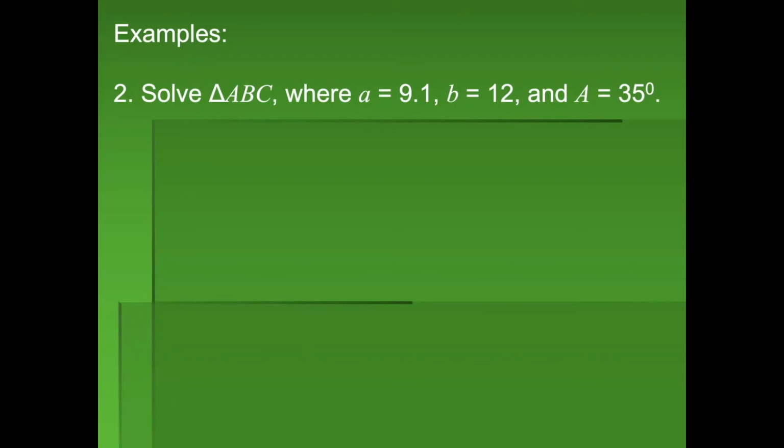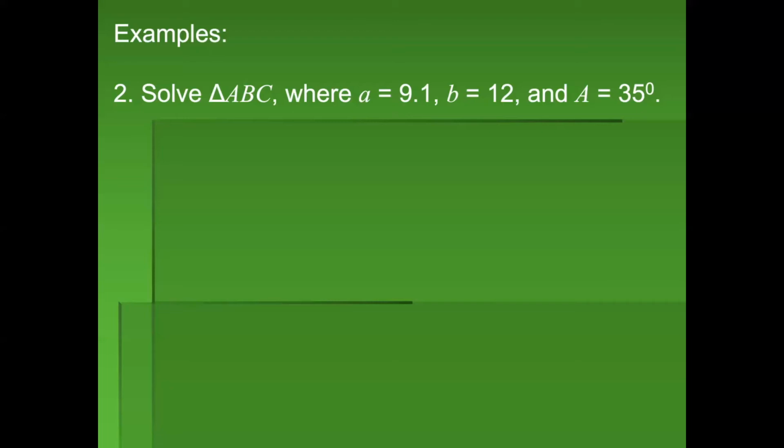Now let us continue answering the examples. This time we are asked to solve the triangle ABC, where A is equal to 9.1, B is 12, and angle A is 35. Since we are asked to solve the triangle, we need to give all the dimensions, all the missing sides and all the missing angles. But before that, we need to determine the number of solutions for this kind of given.